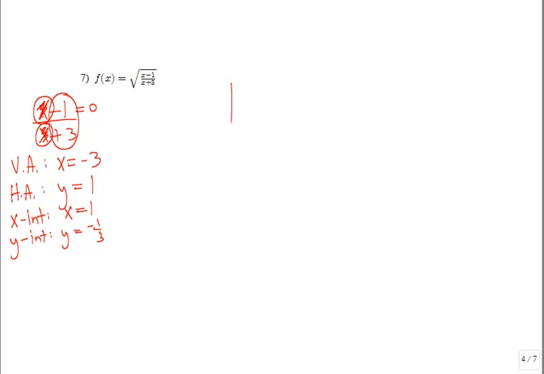Okay, so let's put it all together. We have a vertical asymptote at negative 3. We have a horizontal asymptote at 1. We have an x-intercept at 1 and a y-intercept at negative 1/3. We have a vertical asymptote, so we need to see what behavior is going to happen around it.